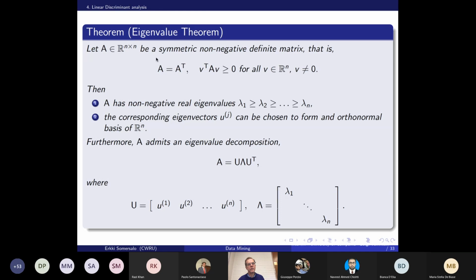If you have a symmetric non-negative definite matrix, that means that A equals A transpose, and V transpose A V is greater than or equal to 0 for all V. It could be 0 also. Then A has non-negative real eigenvalues. So if your matrix satisfies these two conditions, then the eigenvalues are all real, they can be arranged into decreasing order, and all these eigenvalues are non-negative. And that's basically what we need to know.